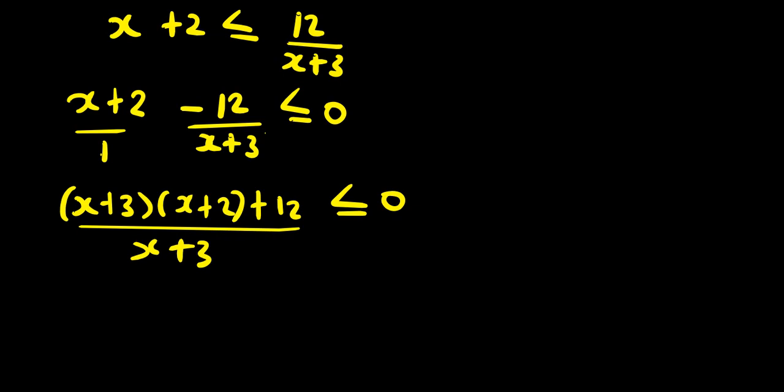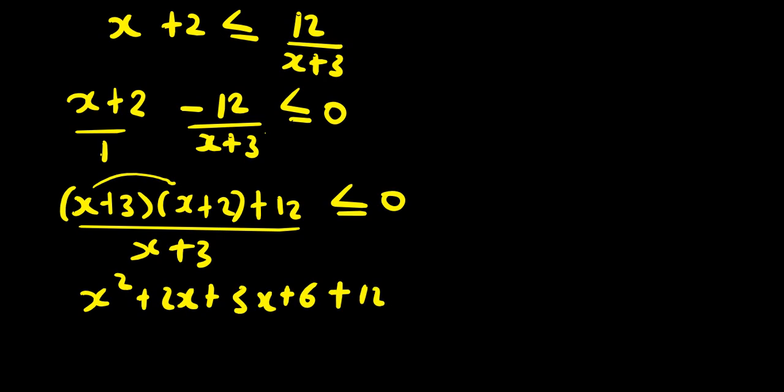X squared. Okay, let me just do the math. So x multiplied by x, that is x squared. Multiplied by 2, that is plus 2x, then plus 3x, then plus 6, then we have a plus 12. Let me first solve what is on top. I'll ignore everything else. So I have x squared, plus 2x plus 3x plus 6.